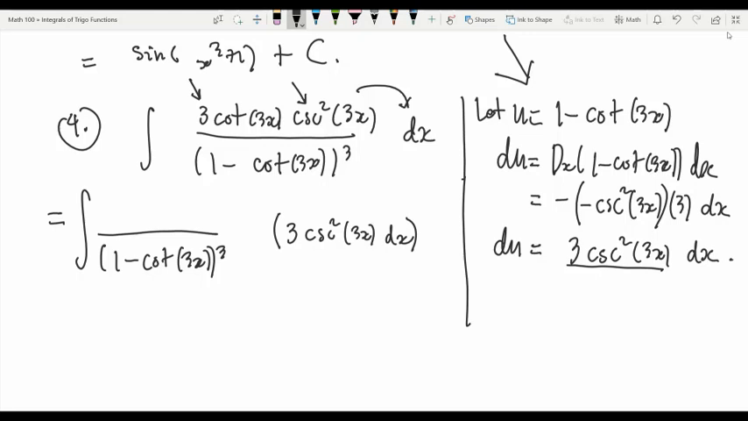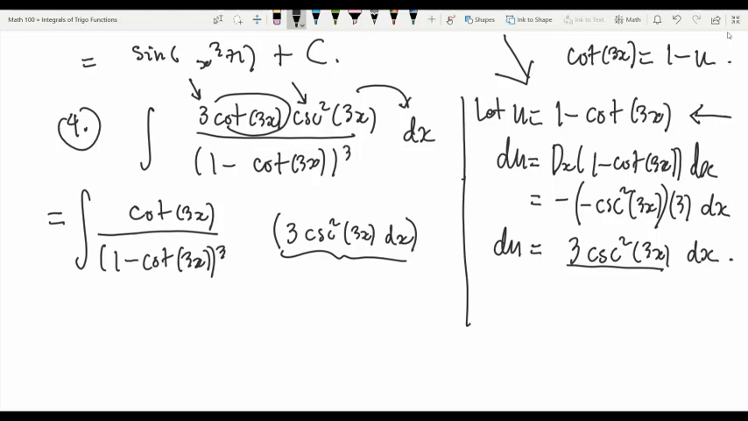Okay, and then what is left is just this factor. So we have cotangent of 3x. So now, yung denominator, pwede na natin palitan ng u cubed, and then this expression, pwede na natin palitan ng du. Ang natitira na lang ay paano natin mapapalitan ng u ang cotangent 3x. So again, looking at this substitution, we can solve for cotangent 3x. So cotangent 3x from here is what? It is 1 minus u. So we will use this para palitan yung cotangent 3x.